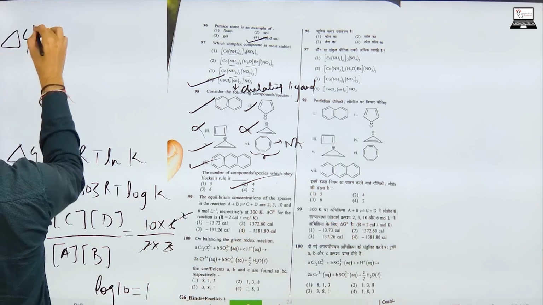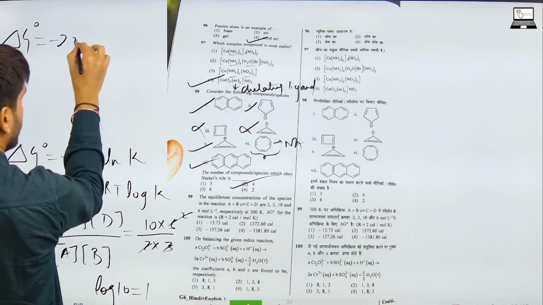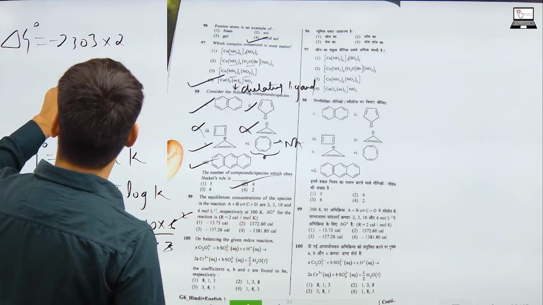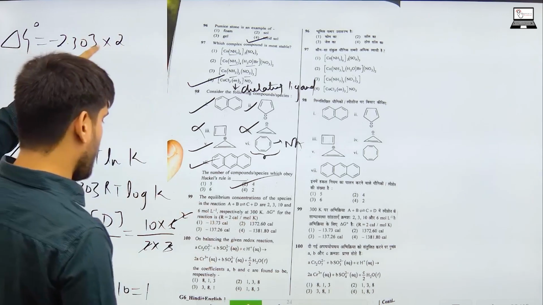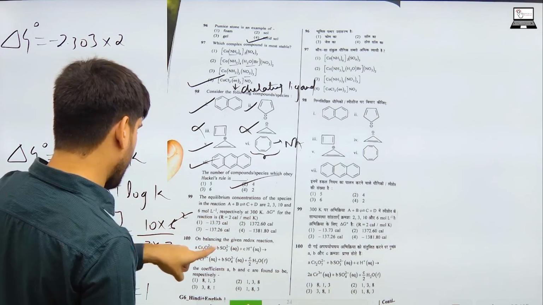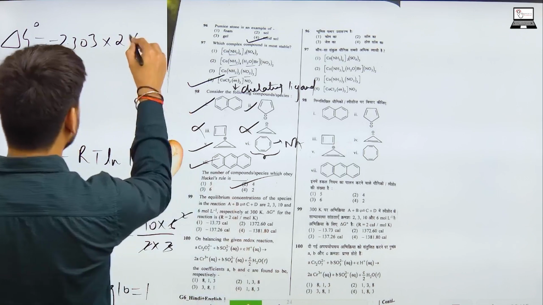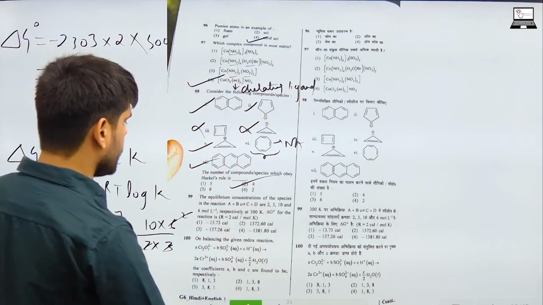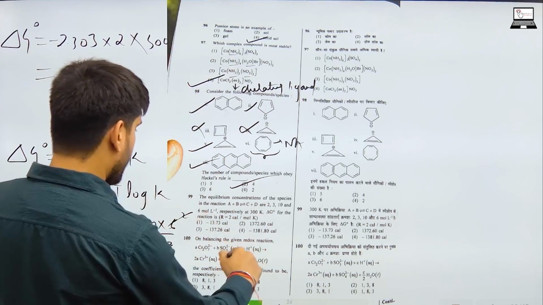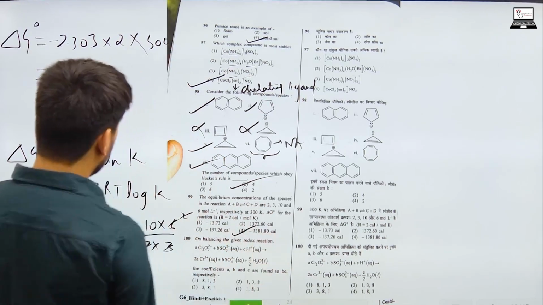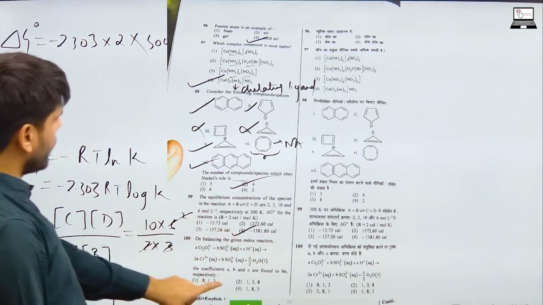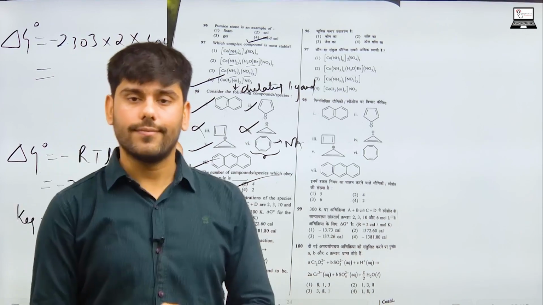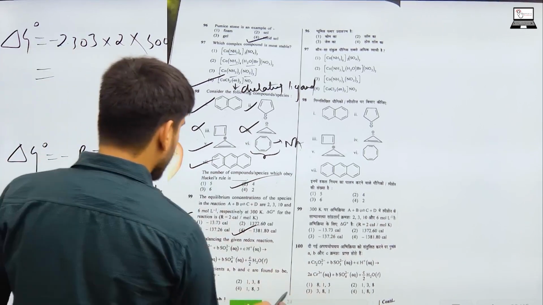So delta G naught is equal to minus 2.303 into 2 calorie per Kelvin per mole, and T is also given, 300, into 1. Solve it and you get the answer. The answer will be around minus 1381.80. Okay, let us see the last question.